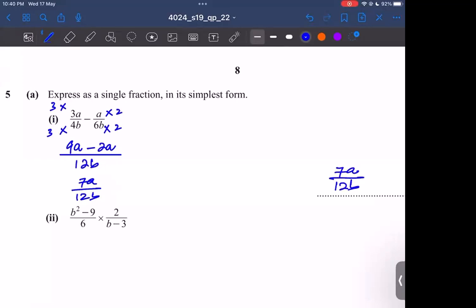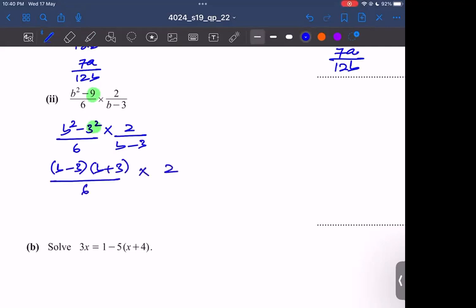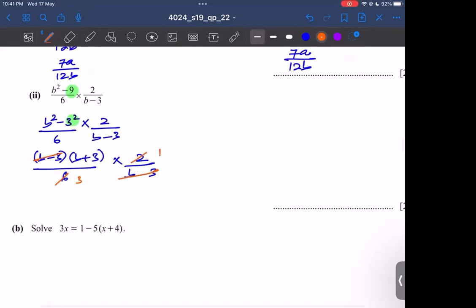Then in part 2, it says (b square minus 9) upon 6 multiplied by 2 upon (b minus 3). What I first did is b square minus 9. I just convert this 9 into 3 square, right? So it becomes (b minus 3)(b plus 3) upon 6 multiplied by 2 upon (b minus 3). So what I'm doing here is b minus 3 cancels. 2 ones are 2, 2 threes are 6, cancel. The only thing left over in the numerator is b plus 3 and the denominator is 3 over here.